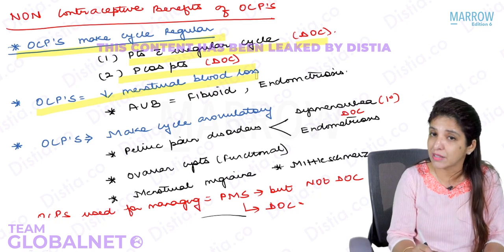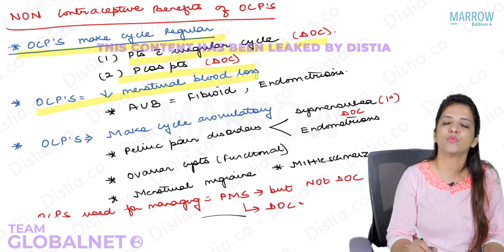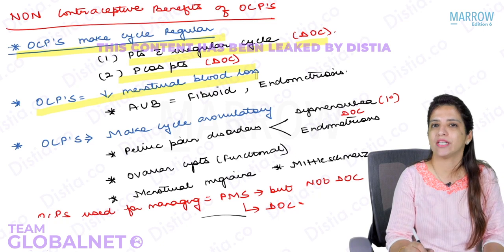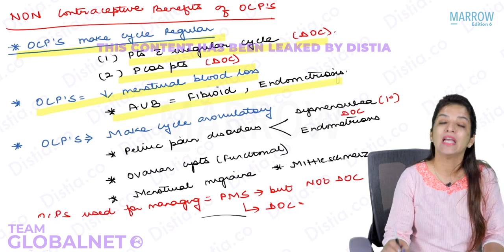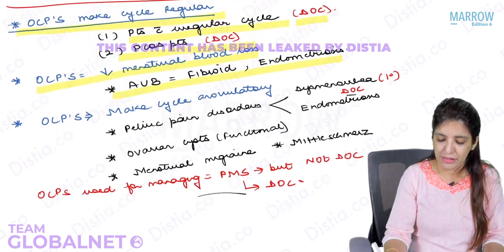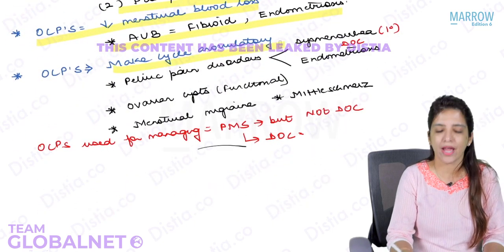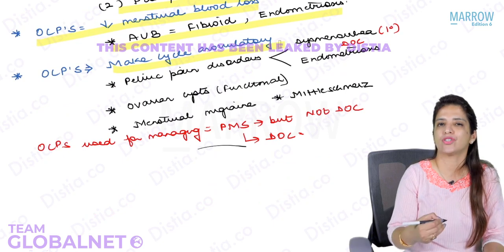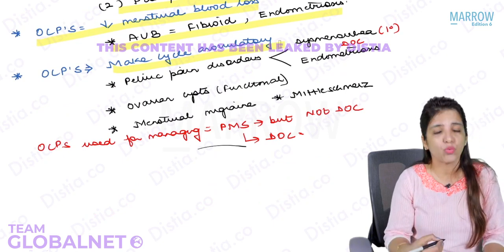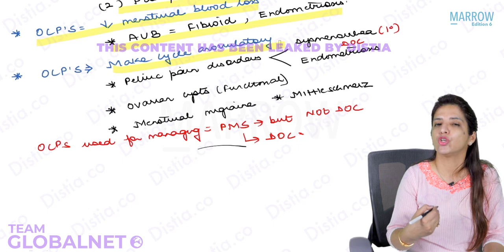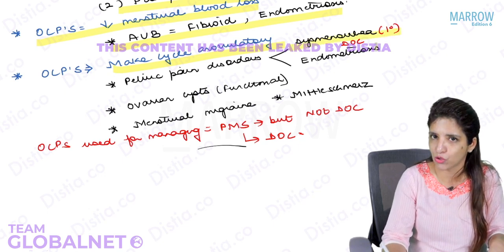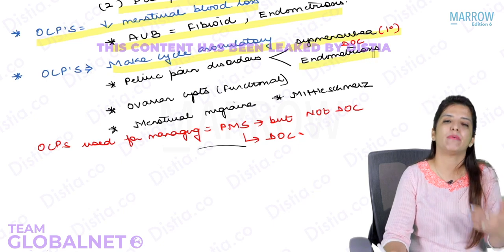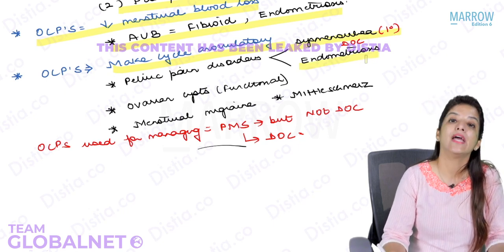And because they decrease menstrual blood loss, they are beneficial in patients of abnormal uterine bleeding, endometriosis, and fibroid. Number 3, oral combined pills make the cycle anovulatory, and all of us know that anovulatory cycles are painless. That is why oral combined pills are used for managing primary dysmenorrhea, where again they are the drug of choice, and for managing pain due to endometriosis.